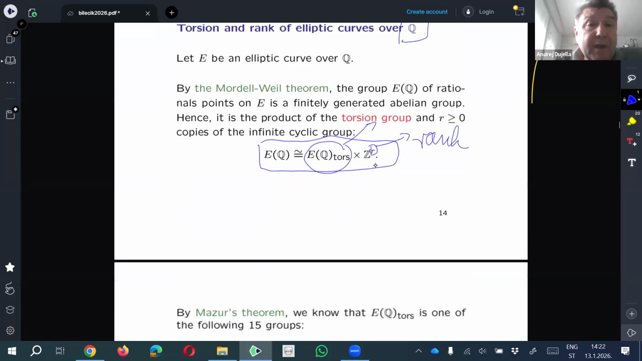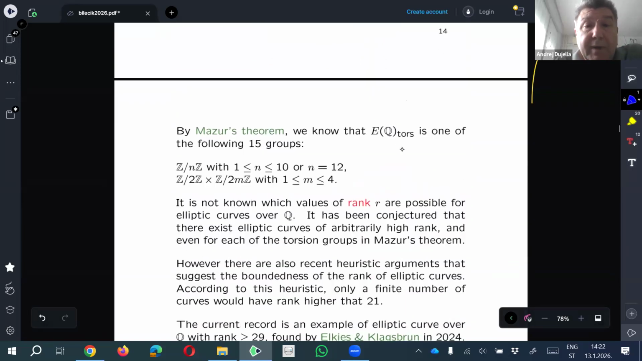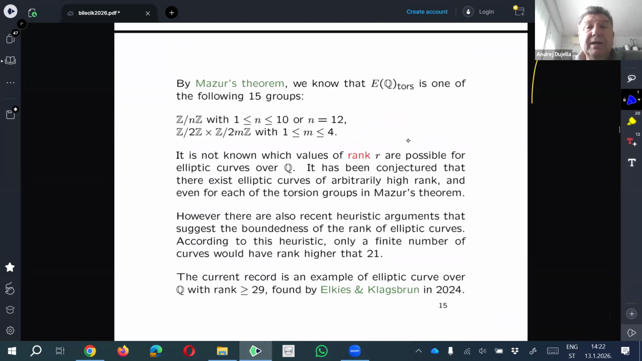So what is known? The answer is known only for the first question, namely what torsion groups are possible. By Mazur's theorem, we know that there are exactly 15 possibilities. There are 11 possibilities of this cyclic shape and 4 possibilities of this product of 2 cyclic groups shape.